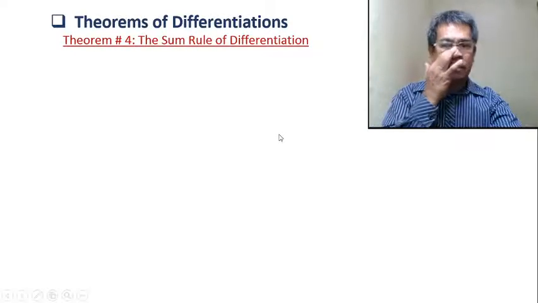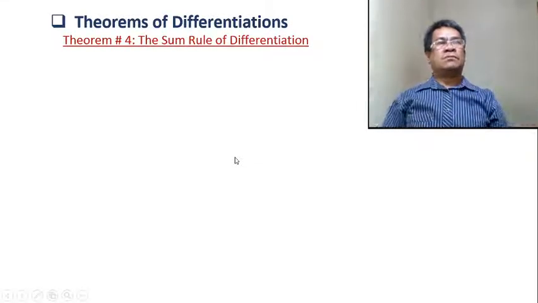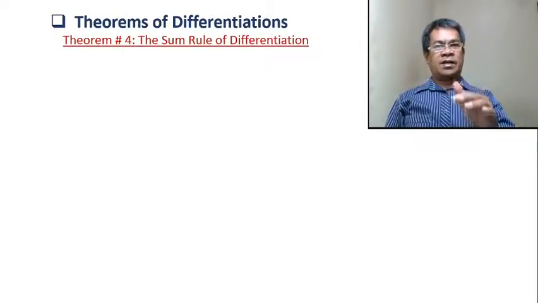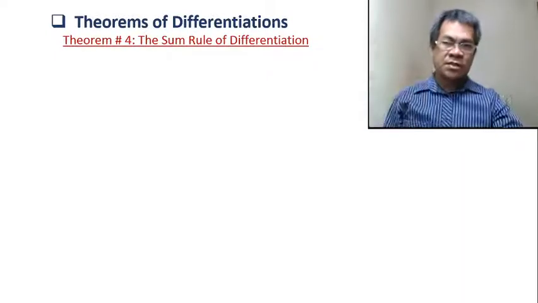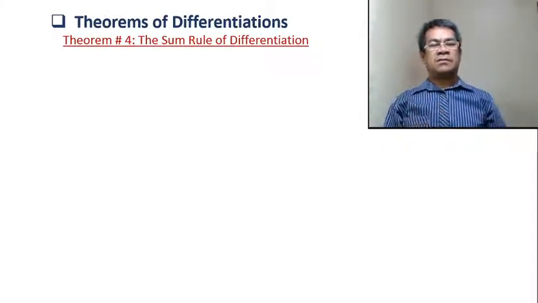What do you mean by sum rule? When we say sum rule, a function is composed of many terms in the form of plus or maybe minus, so it is an algebraic sum. So what will happen if we have two or more functions that are added and subtracted to form a single function?